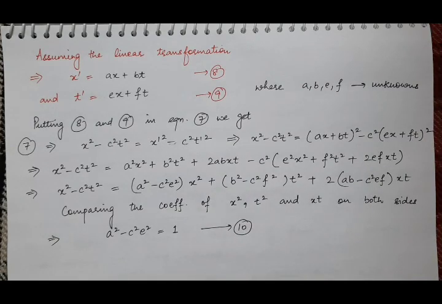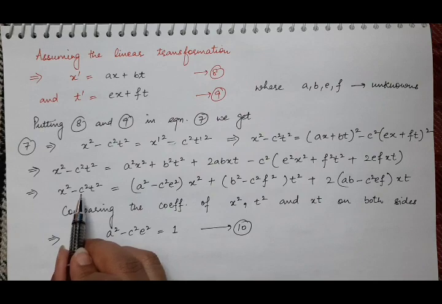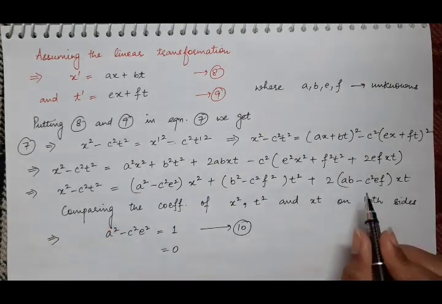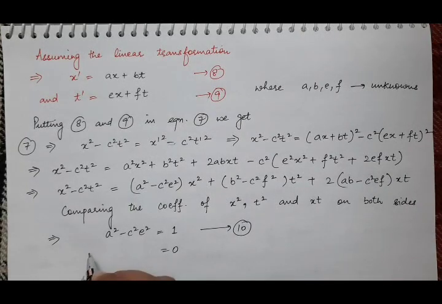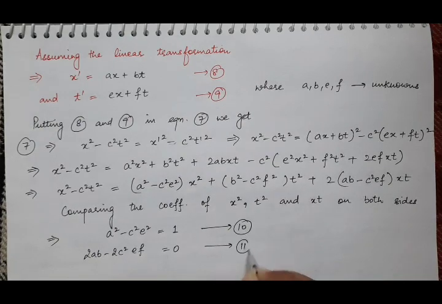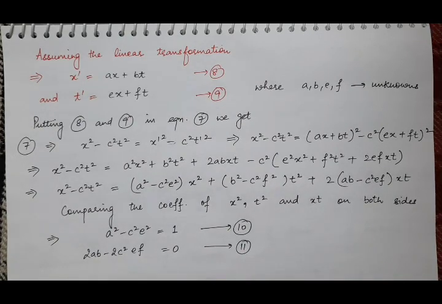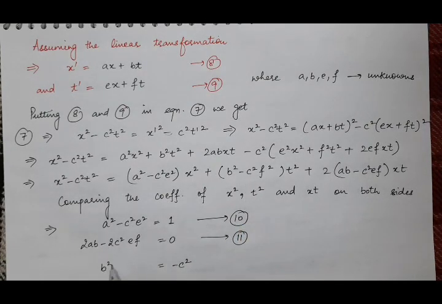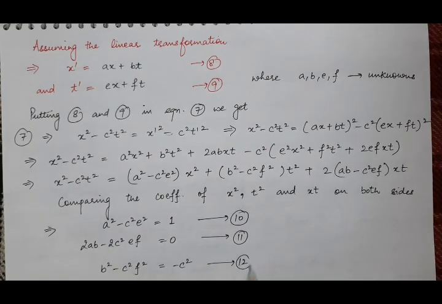Then the coefficient of xt on both sides: on this side there is no xt, so the coefficient of xt is 0. And what is the coefficient of xt on this side? We have 2ab minus 2c square ef. Suppose this is equation 11. And what is the coefficient of t square on both sides? On this side the coefficient of t square is minus c square, and on this side we have b square minus c square f square, and suppose this is equation 12.